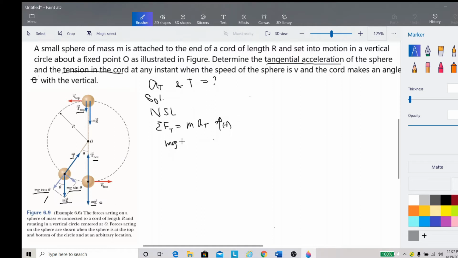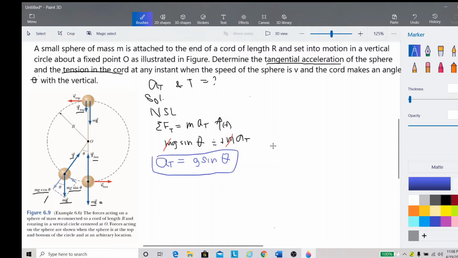mg sine theta is positive, and that will be equal to m a, and that a is tangential. But what is the sign of this one? This is going upward, therefore upward is positive. Therefore, if we evaluate this, m and m will cancel out. Therefore, we have the tangential acceleration is equal to g sine of theta.